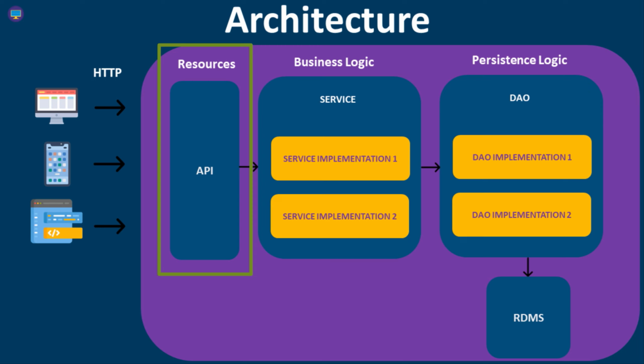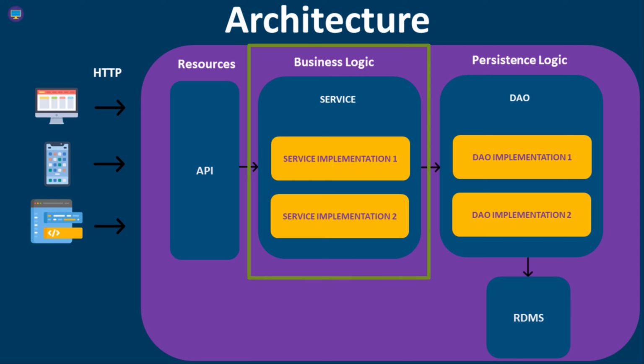So the get request, the put request, the delete request, and the update request. That's handled in the resource or the API. And then the API or the resource is going to make a call to the service. Now the service is where you're going to have your business logic, and the service can have multiple implementations of itself.